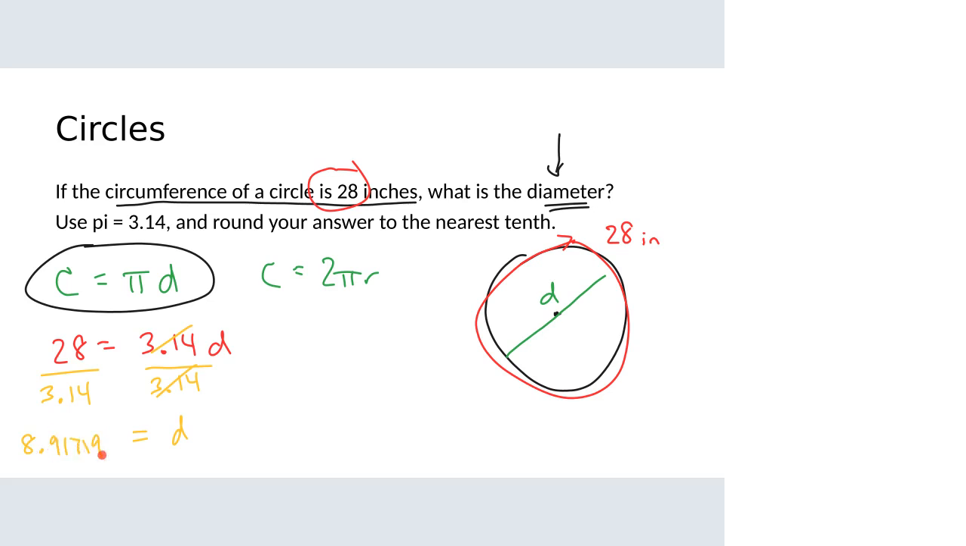8.91719, and that keeps going. I was told in this particular problem to round to the nearest tenth. So we need to identify the tenths place. Look one space to the right, that's 4 or lower, so we're going to round this down to 8.9. Since it's diameter, it's a straight line distance, it would be inches, although you'd just be asked for the 8.9. Essentially, what we did there is we used the formula for circumference, but instead of finding circumference, this time we found the diameter.